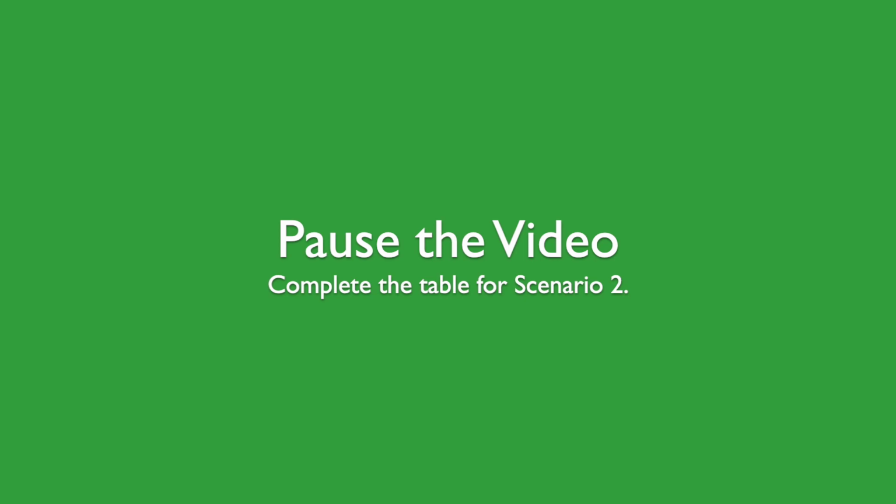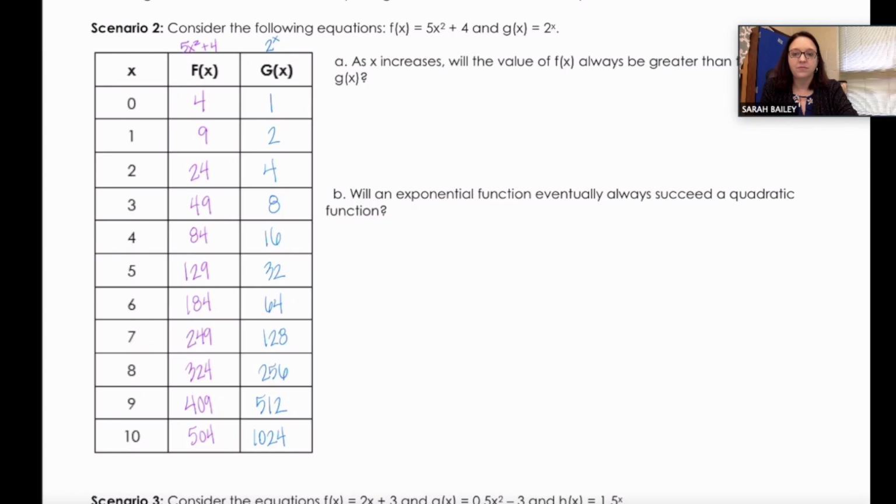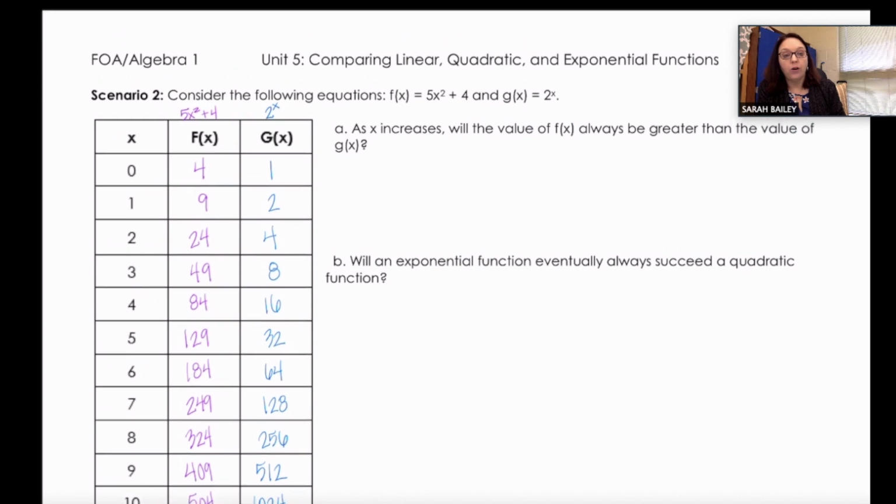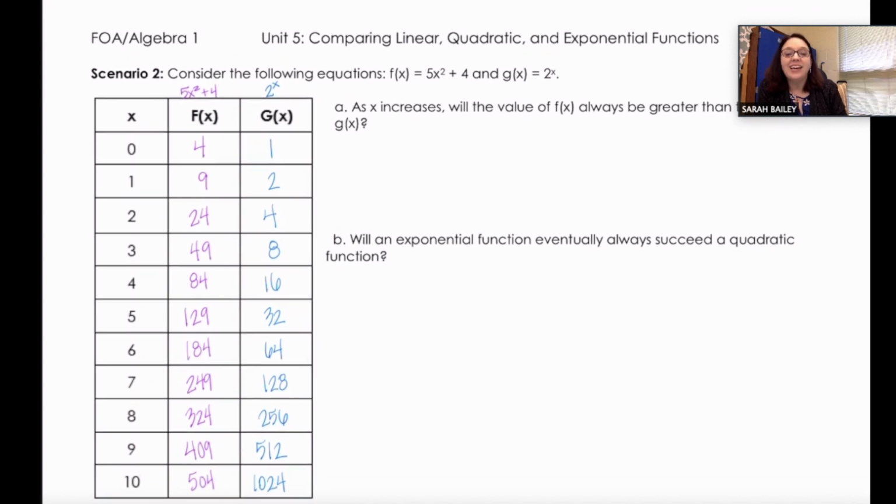Okay, guys, so you should have your table filled in, just like mine. And now we'll answer a few questions. So let's look at part A. It says, as x increases, will the value of f of x, so that's what I've got in purple, always be greater than the value of g of x, which is in blue? So are the purple ones always greater? And what's my answer here? No, f of x is not always greater.